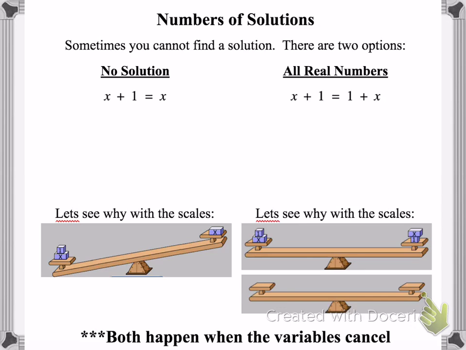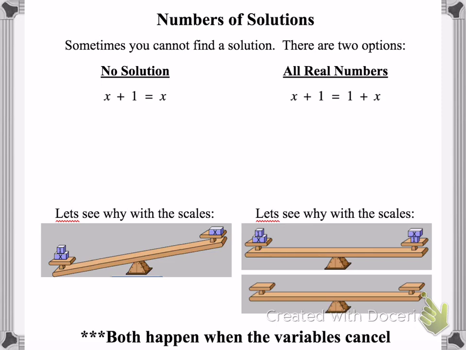Sometimes you cannot find a solution, and there are two times that this happens. Either there is no solution at all, or the solution is all real numbers, and every single thing is a possible solution because this is an identity. So in the scales, we're going to see why.